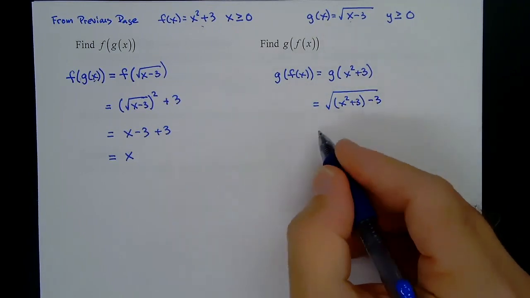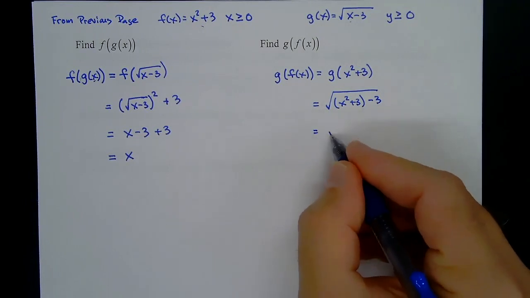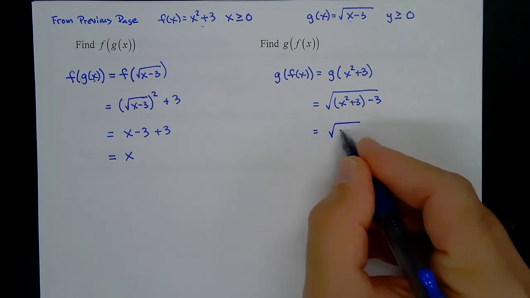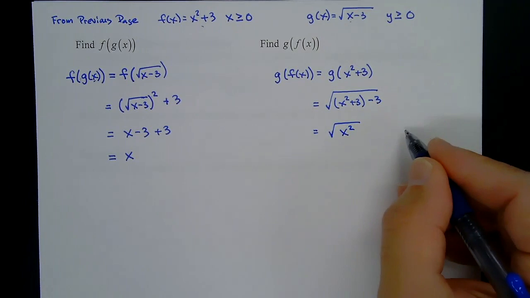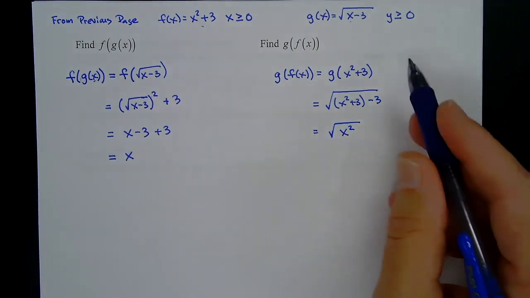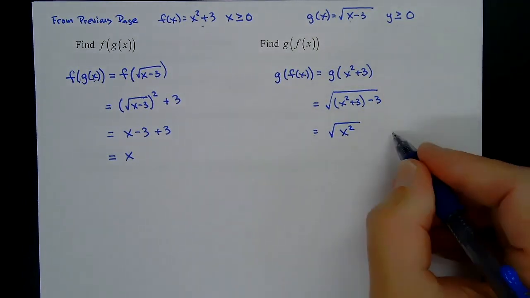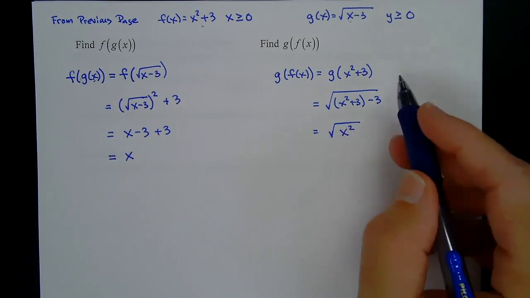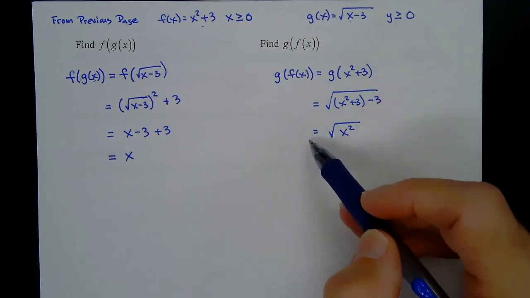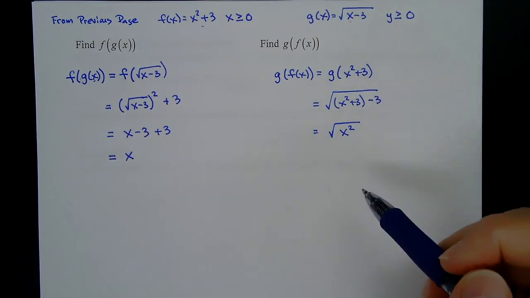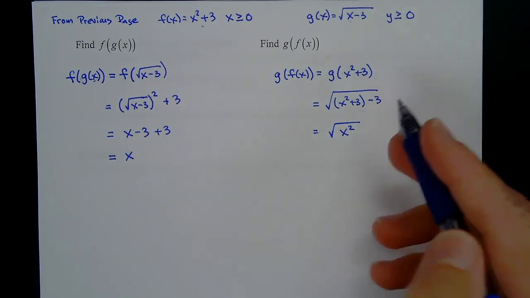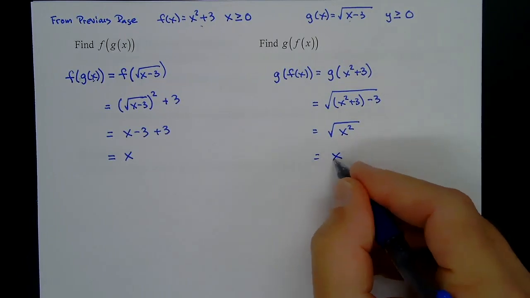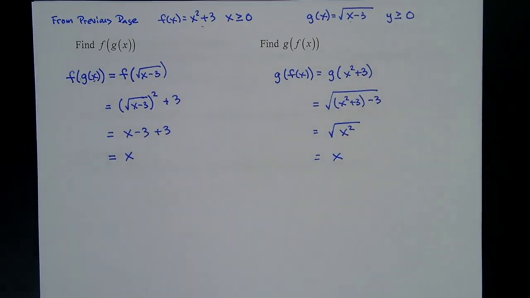So this is equal to the square root of x squared. Now I need this right here, because this could be plus or minus x, but really it's going to be the positive because this is an output, and the output for g has to be positive. So this becomes positive x, only because of this. So, big deal here. Big deal.